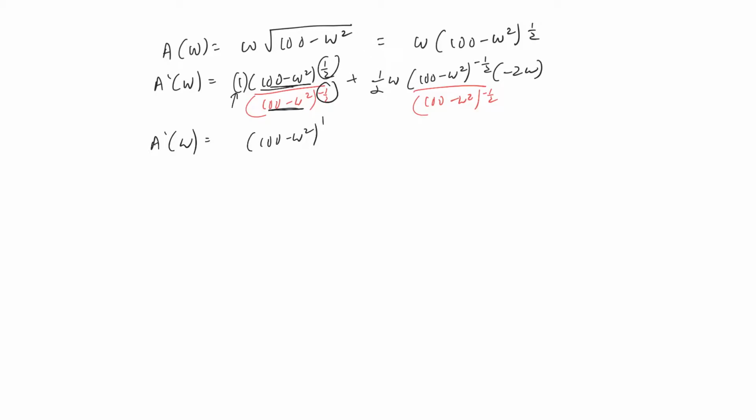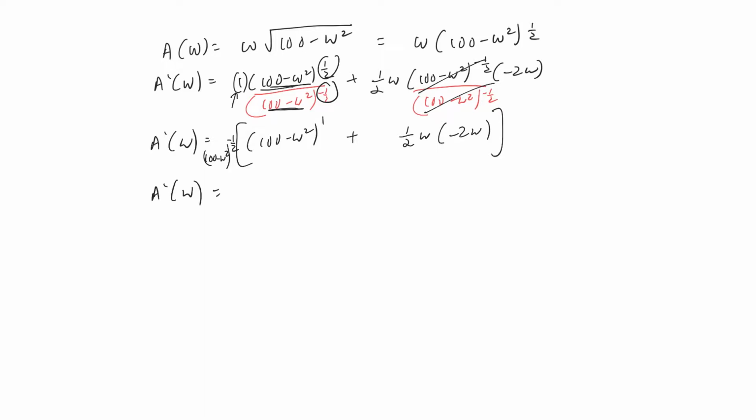Now over here, what happens? We end up getting, it's gone. But here, this is reduced, and we end up getting 1/2 times negative 2w, which I will clean up. And because I'm factoring out something, I'm just going to put it outside here: 100 minus w squared to the power of negative 1 over 2. Once we're done, we're going to clean up the inside.